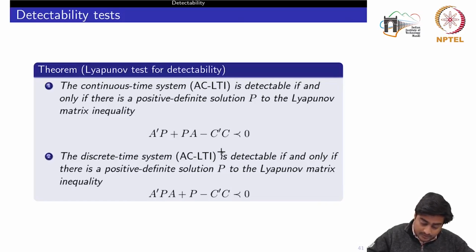In the Lyapunov test, the Lyapunov matrices would change. The system is detectable if and only if there is a positive definite solution P to the Lyapunov matrix inequality, this one in the continuous time and this in the discrete time. Okay.